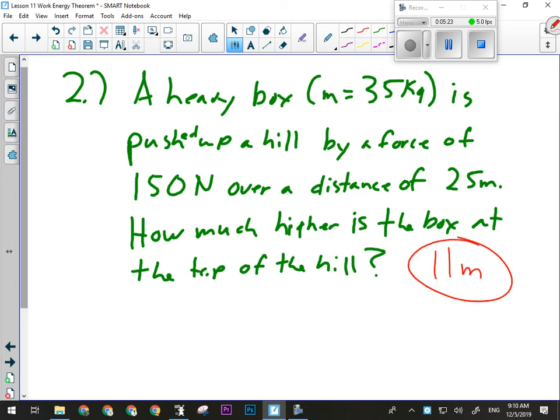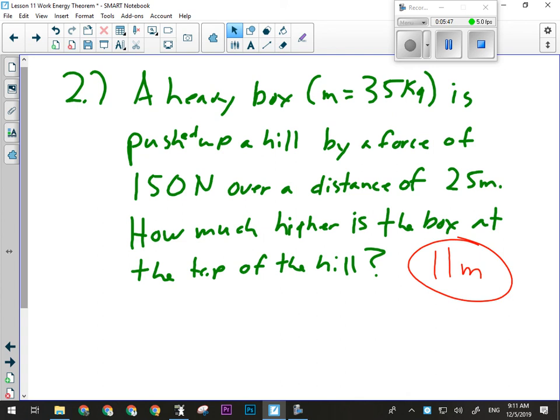All right, so we have a heavy box, 35 kilograms, pushed up a hill by a force of 150 newtons over a distance of 25 meters. How much higher is the box at the top of the hill? Okay, and we talked about this when we had that picture of the person lifting the square block and the person pushing the block up the ramp.